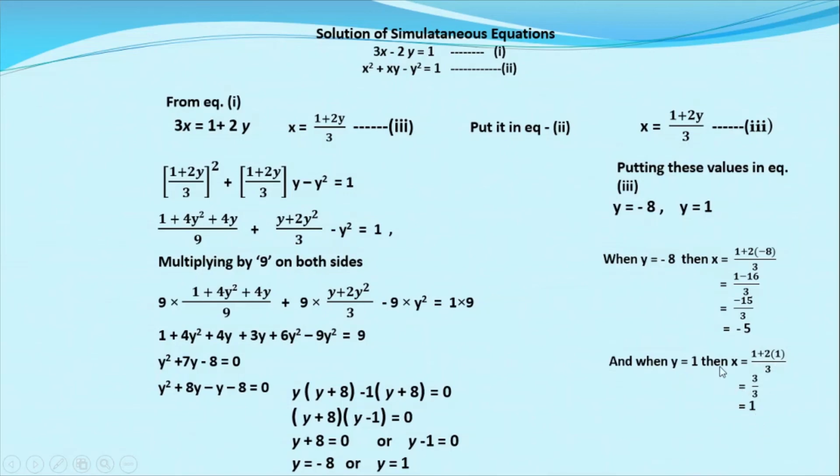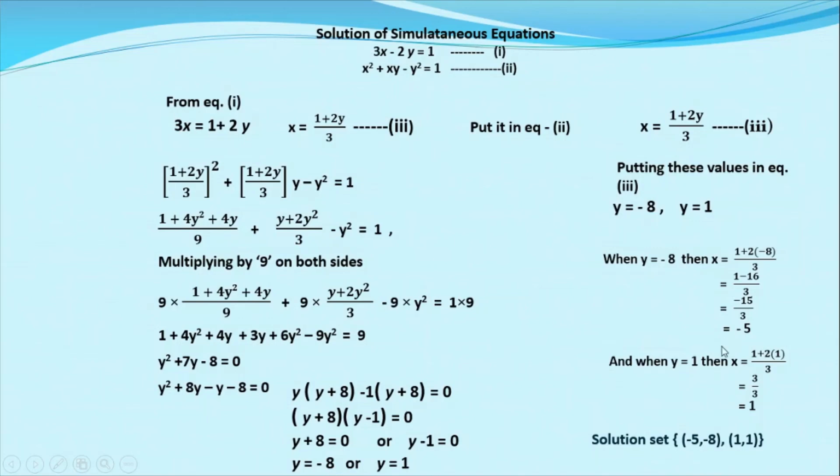So we found two pairs of solutions. One: if x is minus 5, y is minus 8, and if x is 1, y is 1. So these are two ordered pairs. These are the values of x and y for these two simultaneous equations.